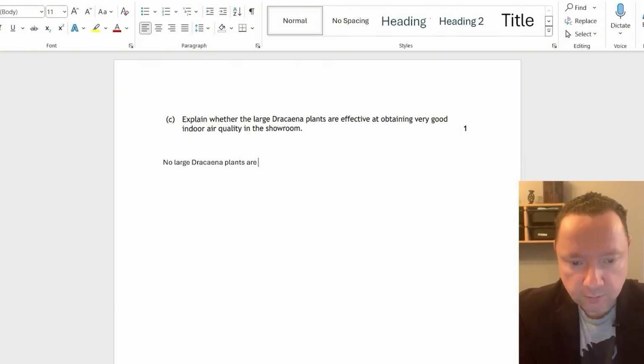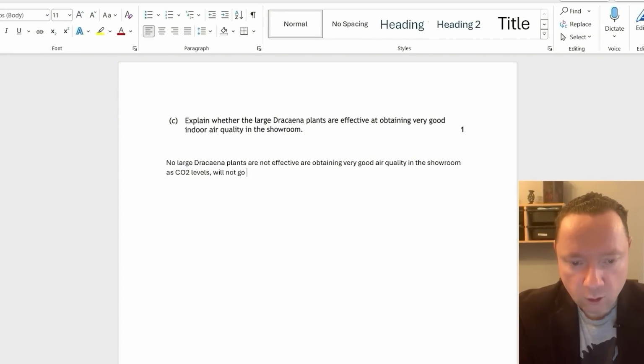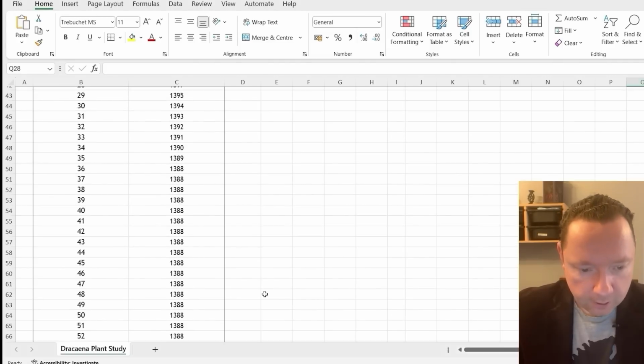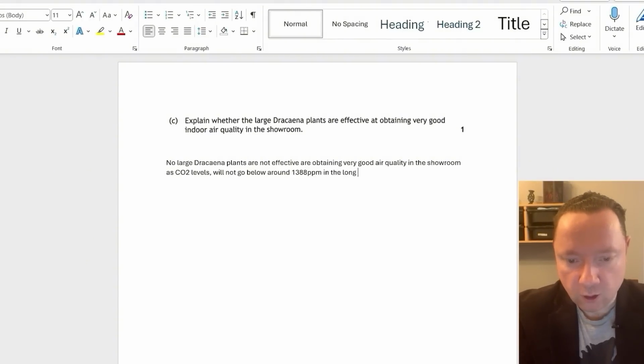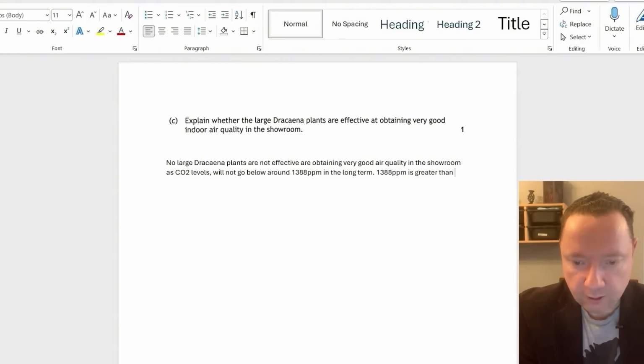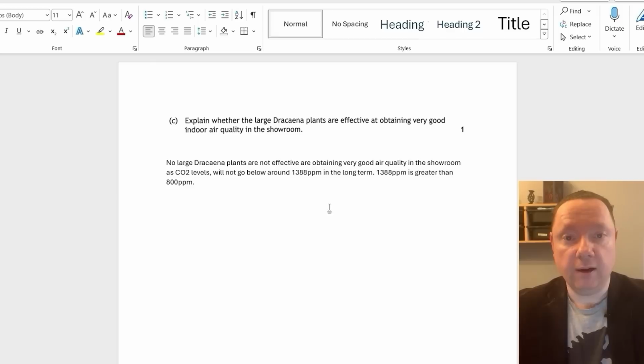Dracaena plants are not effective at obtaining very good air quality in the showroom, as CO2 levels will not go below around, what do we get? 1388 parts per million in the long term, and 1388 parts per million is greater than 800 parts per million. And I think that you'll be fine with that.